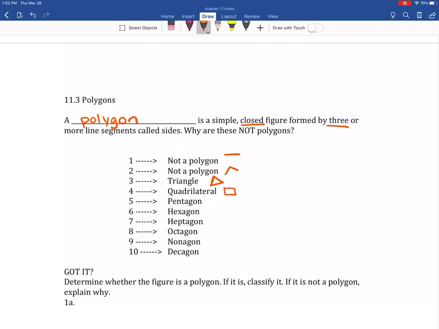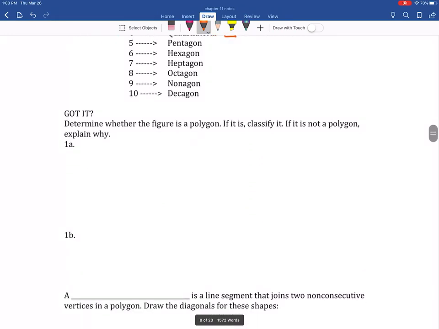Four-sided figure, quadrilateral. Five-sided, pentagon. Six, hexagon. Seven, heptagon. Eight, octagon. Nine, nonagon, and ten, decagon. You should have at least these memorized, 3 through 10. Triangle, quadrilateral, pentagon, hexagon, heptagon, octagon, nonagon, and decagon.